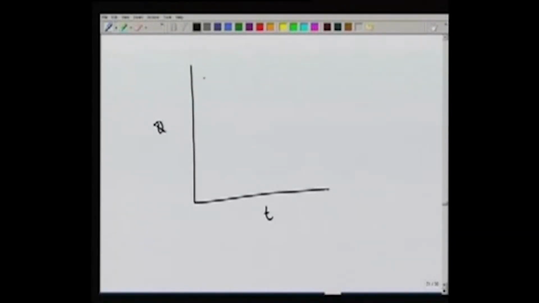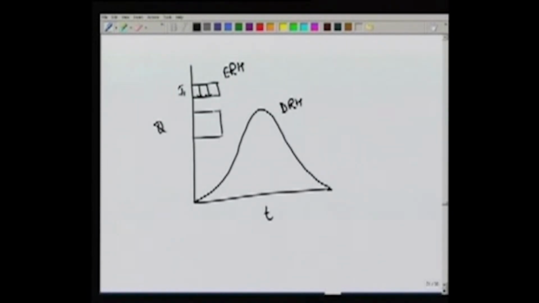which says that if some ERH causes a DRH, so this DRH, direct runoff hydrograph, is for this effective rainfall hydrograph. Then if the same duration rain occurs with a larger intensity, suppose this is intensity I1 and there is another one, let's say with intensity 2I1.